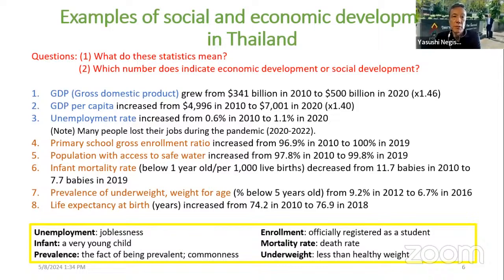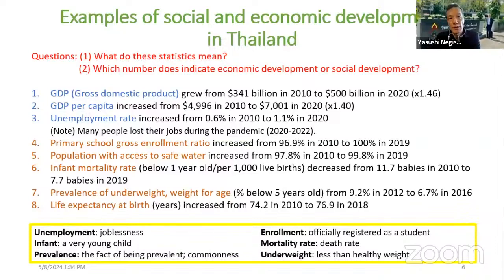Fourth is the primary school gross enrollment ratio, which is the ratio of total enrollment in primary schools to the population of the age group. So this number in Thailand increased from 96.9% in 2010 to 100% in 2019. So this means by 2019, all the age group population enrolled, registered in primary school in Thailand. I think this is a pretty good number.